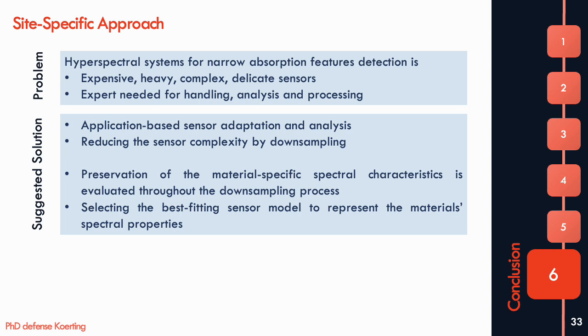And even though I use downsampling to prove this concept, I am aiming for an actual sensor complexity reduction in the hardware. So this has to be done by preserving the material-specific spectral characteristics, and this has to be evaluated throughout this downsampling process. And if the actual best-fitting sensor model still represents the complexity of the geological deposit that we have at hand.